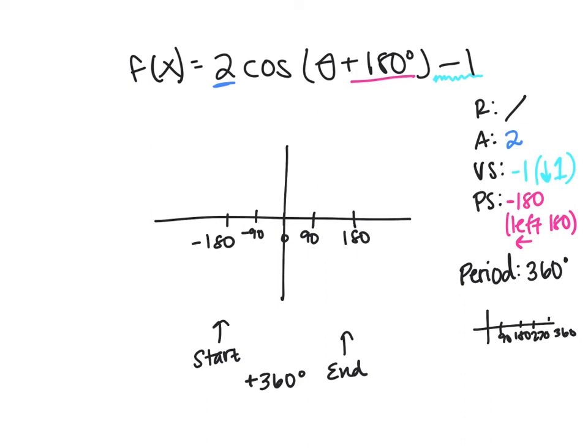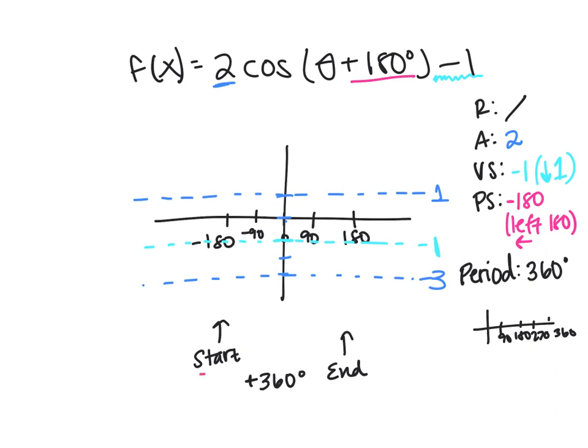So now, everything we were doing the past couple days, vertical shift of down 1. That means the middle of our graph is at negative 1. Amplitude of 2, that means the top of our graph is 2 above that at a positive 1. The bottom of our graph, 2 below that at a negative 3. And now it's just a matter of graphing.